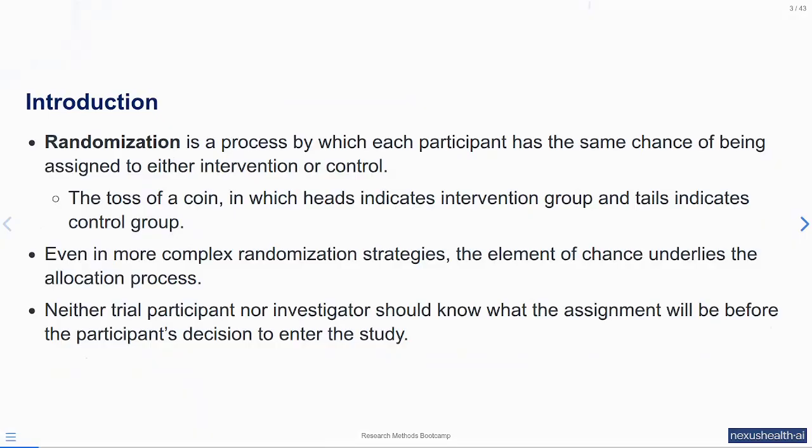And this is a key feature of randomization, in that regardless of how complex the randomization strategy is, the element of chance underlies the allocation process, and we can say what the probability is of the individual being assigned to a particular group. However, the key thing here is neither the trial participant nor the investigator should know what the assignment will be before the participant's decision to enter the study.